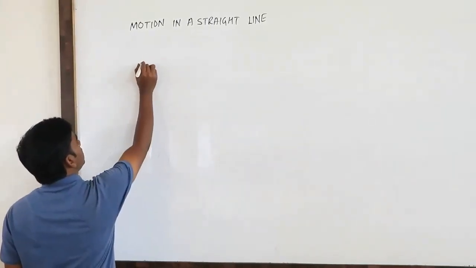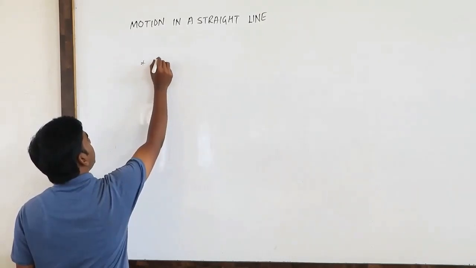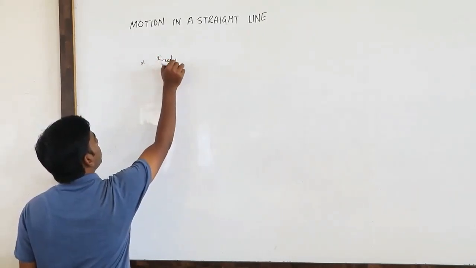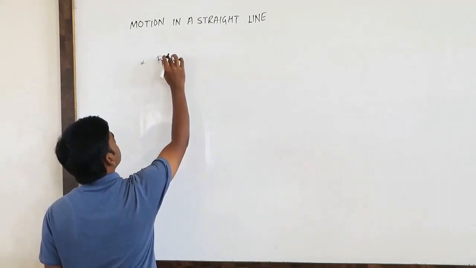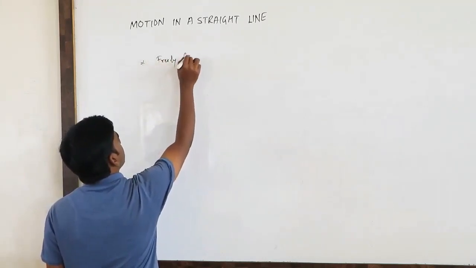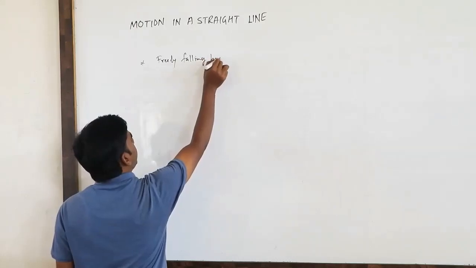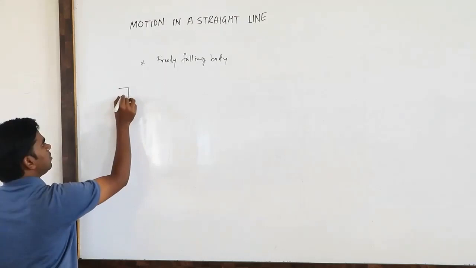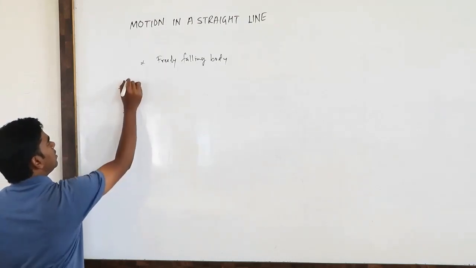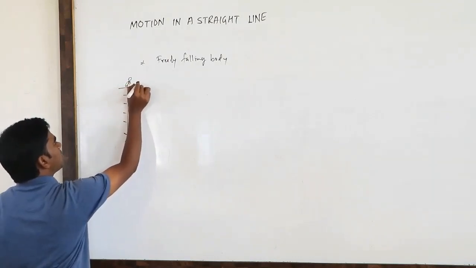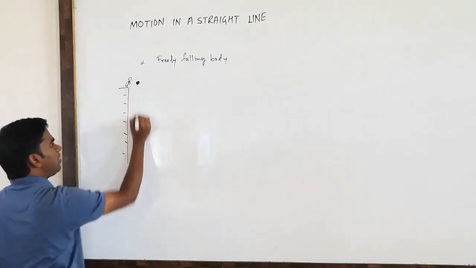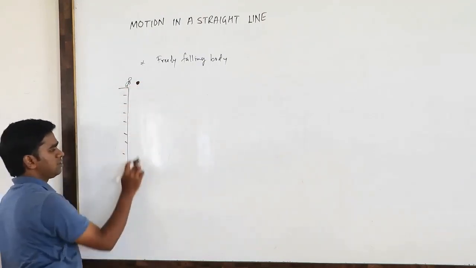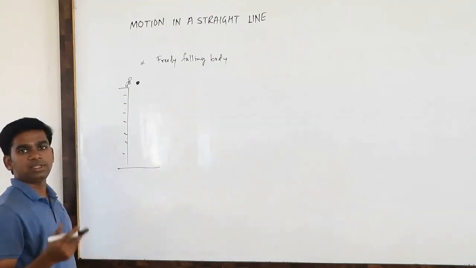Okay, now I draw the graph for a freely falling body. Freely falling means under gravitation. Suppose you are standing on some building over here, obviously not to jump, so you drop a ball. If you drop the ball, what will happen? As the ball reaches the surface, its velocity goes on increasing.